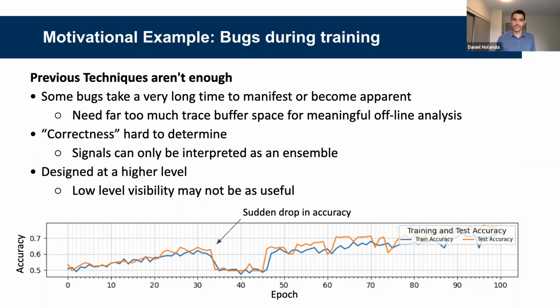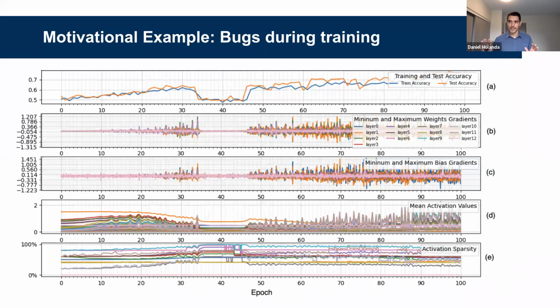Okay, if you have any, just feel free to interrupt me. So this image here is basically the same image that we had before. Right at the very top, that's image A, and the rest of them, they're basically statistics about the same training process, right? So if we look at the minimum and maximum weights gradients, for example, which is image B, you can see that they all become 0 around the same time that the accuracy dropped, which is interesting. It actually tells us something. Okay, so the gradients are 0 when the accuracy drops.